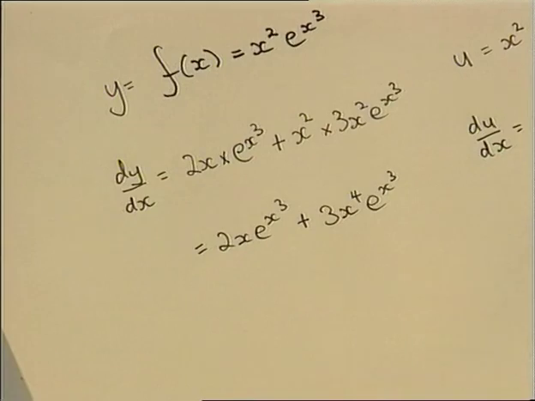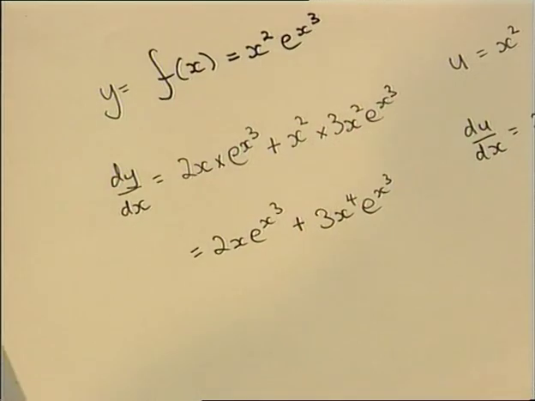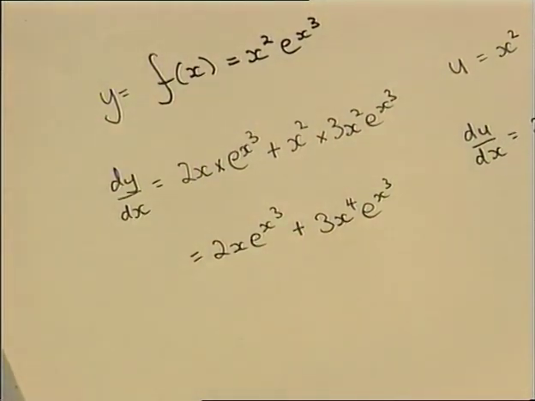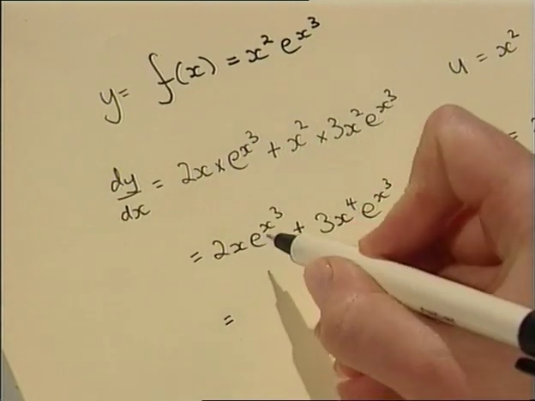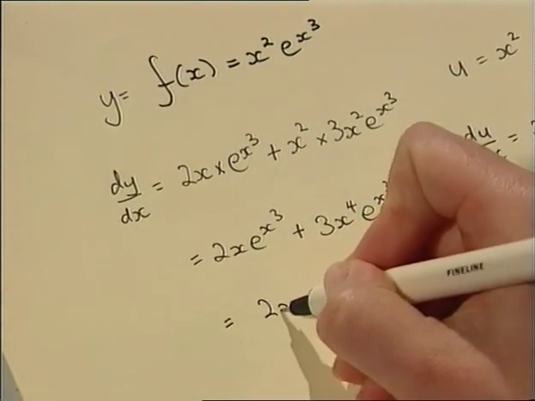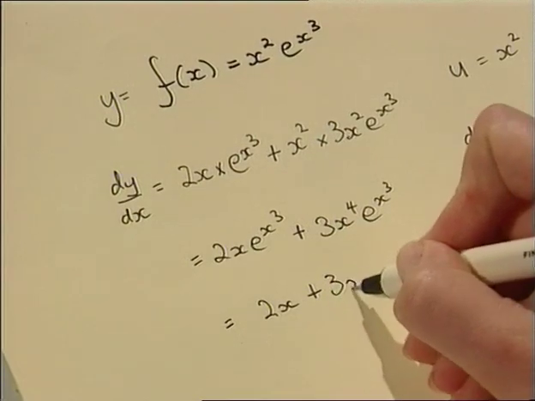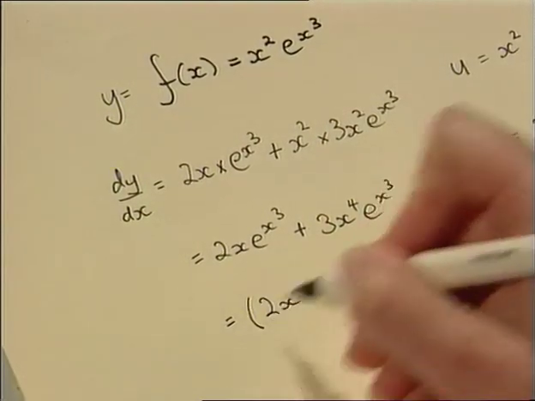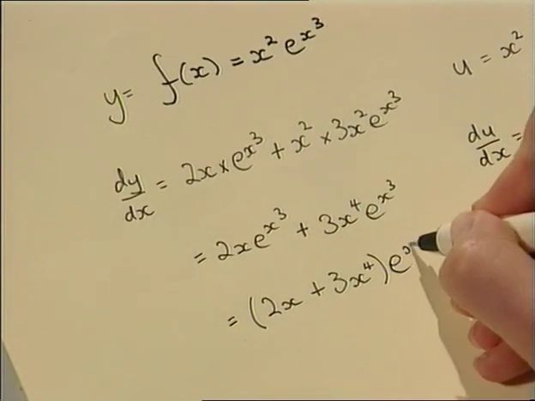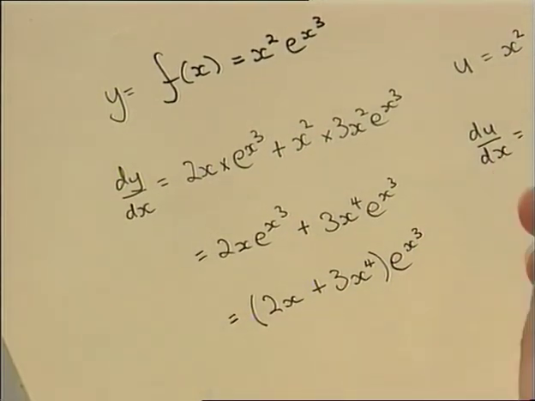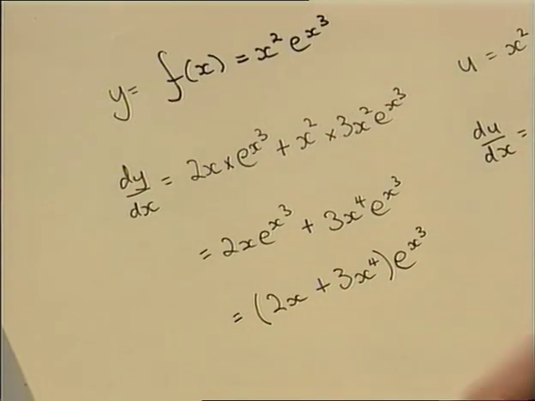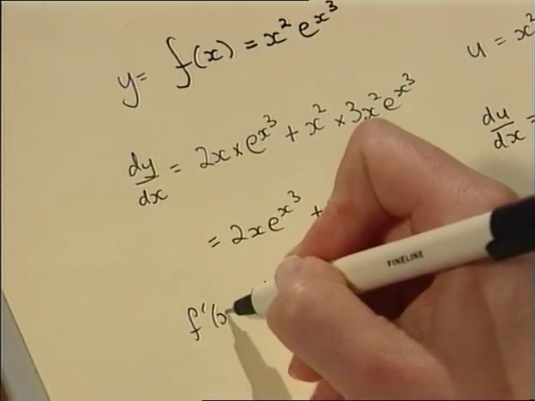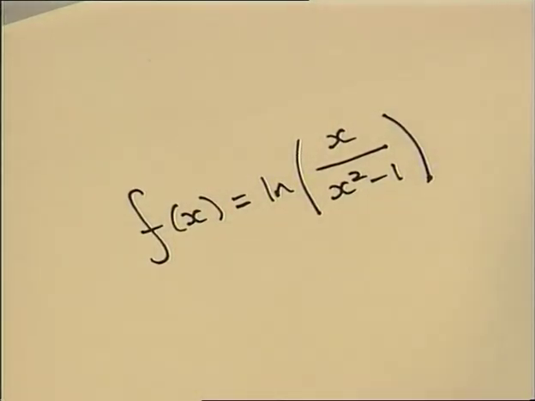Now there are various ways of tidying this up further. I'd definitely take out the e to the x cubed, but it's up to you if you want to fully factorise it by taking out the x as well. So taking out e to the x cubed leaves me with 2x plus 3x to the power 4, and all of that multiplied by e to the x cubed. And again, phrasing the answer in the same notation as the question, I'm going to write that as f dashed of x. Now my final problem also needs a mixture of rules to solve, because I've got a function of a function.